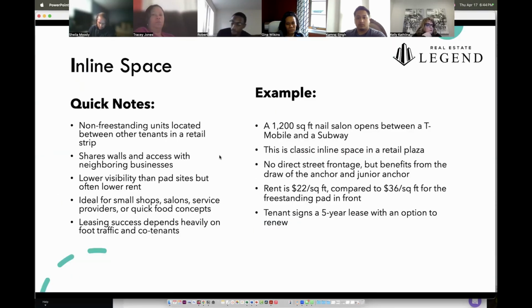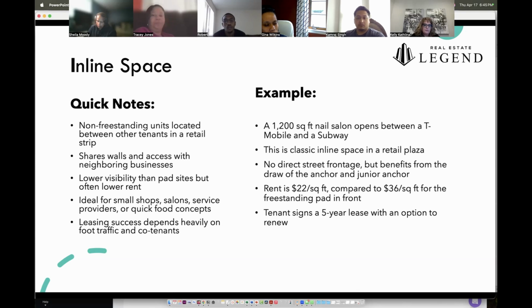Inline space. So an inline space is where somebody is benefiting by being sort of in the middle of two other businesses. So imagine you have a T-Mobile and then you have like a nail salon and then you have a Subway. Well, you got a T-Mobile over here, you got a nail salon over here, and then you got the Subway over there. By being in the middle, you're going to benefit from that because people are coming to the Subway, people are coming to the T-Mobile. You're in the middle, and you're benefiting from that traffic. So that's a very big benefit to have that. So that's something good to have.